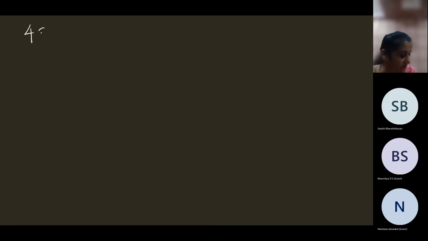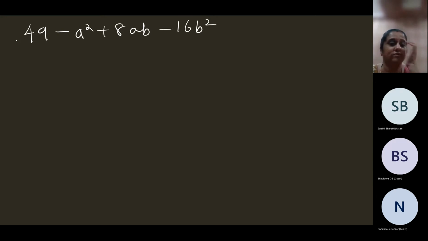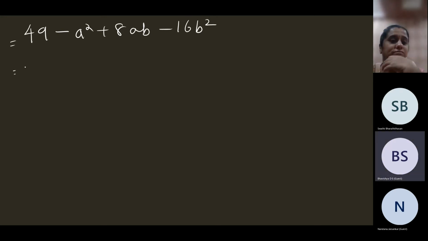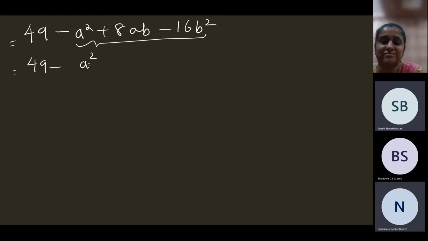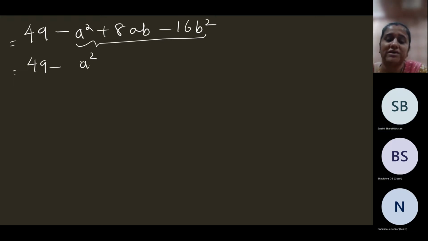Okay, the first one: 49 minus a square plus 8ab minus 16b squared. Yes, children, how do we do this? Ma'am, we group the last three terms. So we'll take it in the form like... Nandana started. Swati, maybe you can continue the next step.